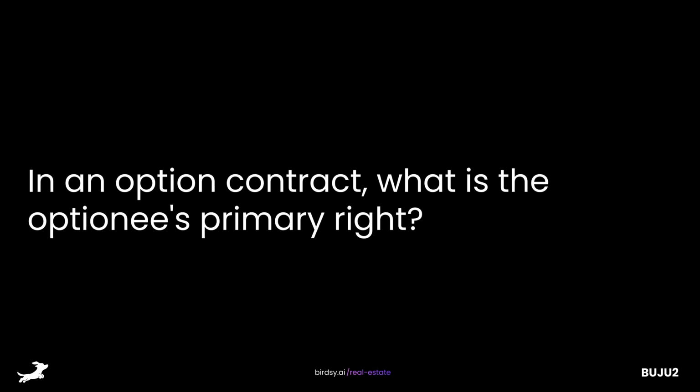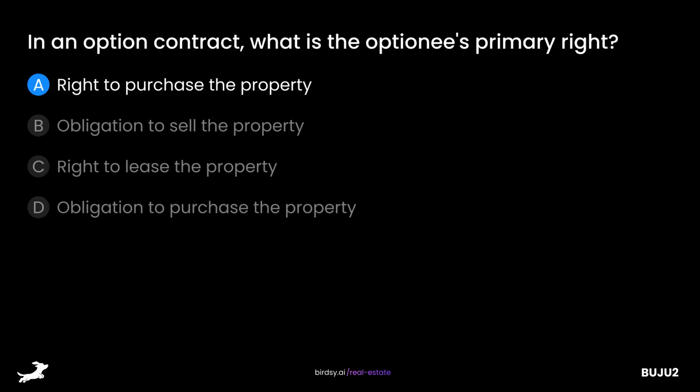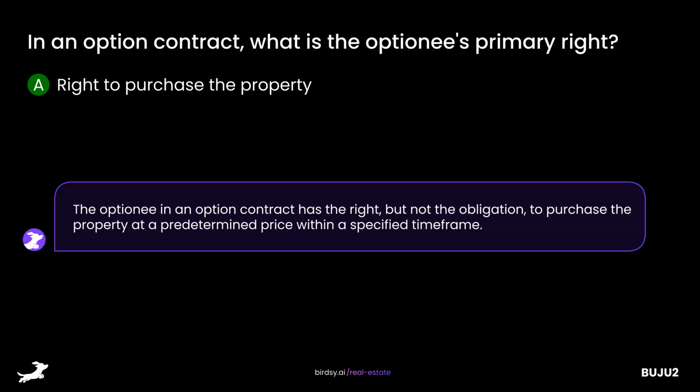In an option contract, what is the optionee's primary right? Is it A, right to purchase the property, B, obligation to sell the property, C, right to lease the property, or D, obligation to purchase the property? The answer is A, right to purchase the property. The optionee in an option contract has the right, but not the obligation, to purchase the property at a predetermined price within a specified time frame.